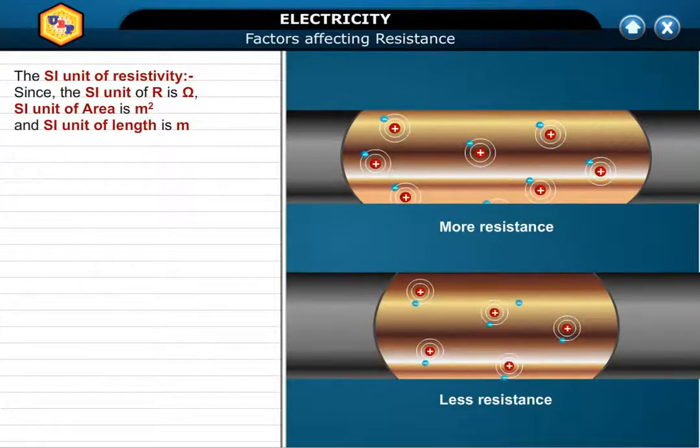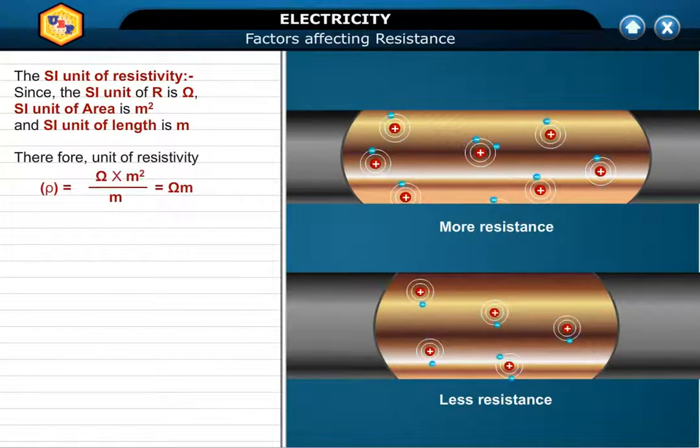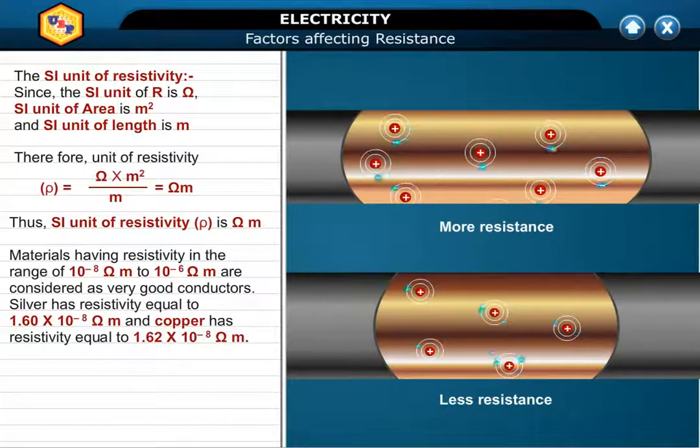The SI unit of resistivity. Since the SI unit of R is ohm, SI unit of area is meter square and SI unit of length is meter. Therefore, unit of resistivity rho is equal to ohm × meter square divided by meter. This gives ohm meter. Thus, SI unit of resistivity is ohm meter. Materials having resistivity in the range of 10 to the power minus 8 ohm meter to 10 to the power minus 6 ohm meter are considered as very good conductors.